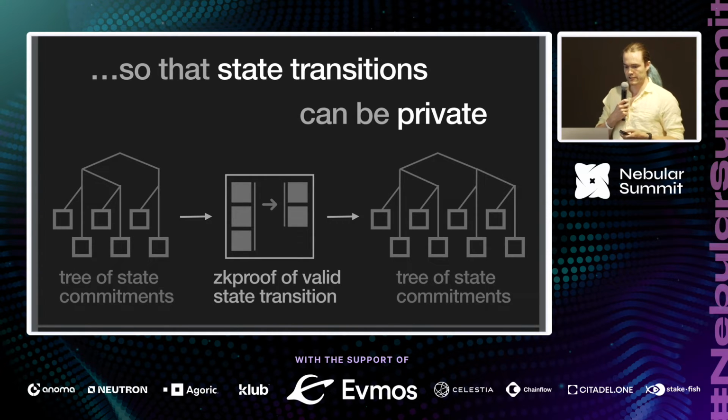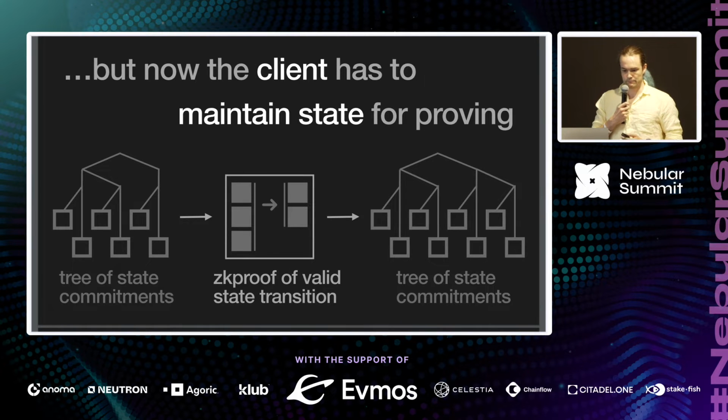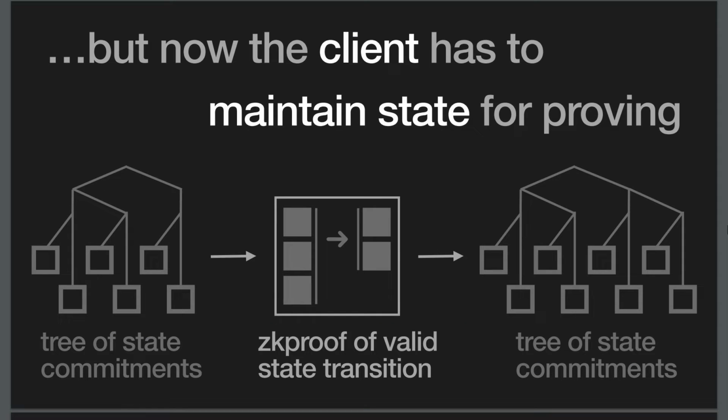But you'll notice here that these solid squares represent some data that a user actually has, and the hollow ones are just a commitment to the data, like a hash of it. And the big problem here is that, although the focus is on, oh, we've made it private, what's actually happened is that you've moved the execution from the full node that's running the chain state machine onto the client.